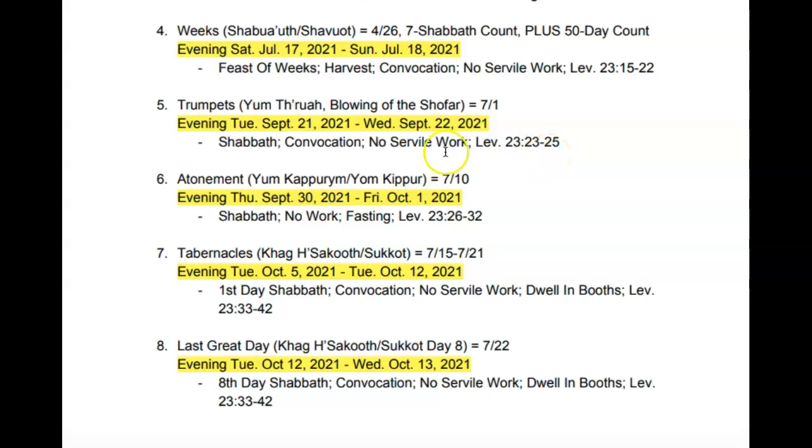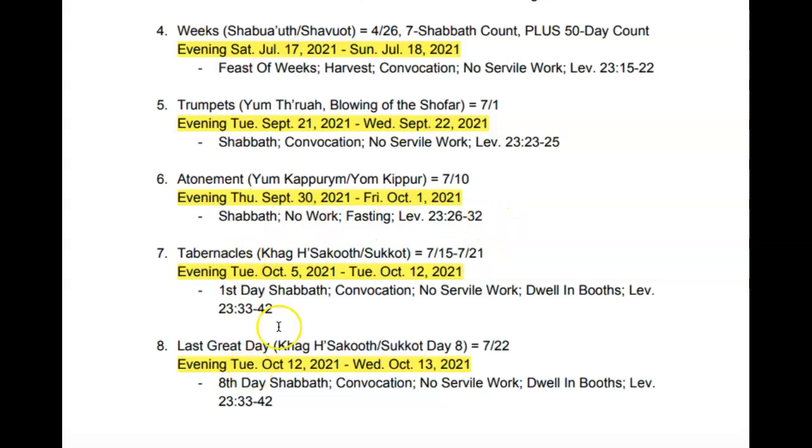And then you also have the Day of Atonement, which is commonly known as Yom Kippurim or Yom Kippur, which is the 10th day of the 7th scriptural month, which for 2021 will be from the evening of September 30th, 2021, all the way until the evening of October 1st, 2021, which is also to be a Sabbath. No work is to be done during that day. It is also to be a day of humbling your being or fasting, and you can learn more about that in Leviticus 23, verses 26 through 32.